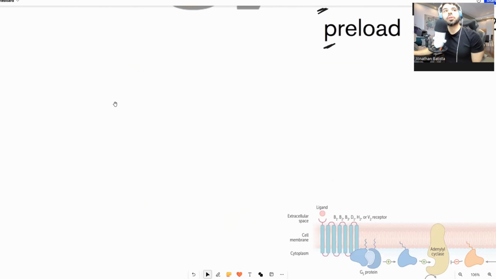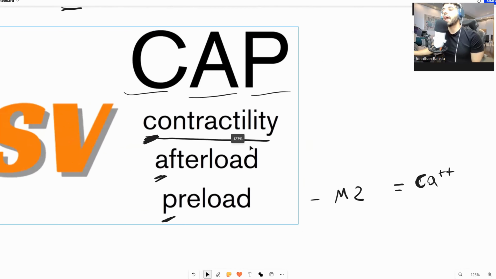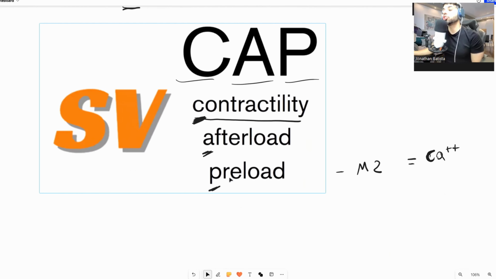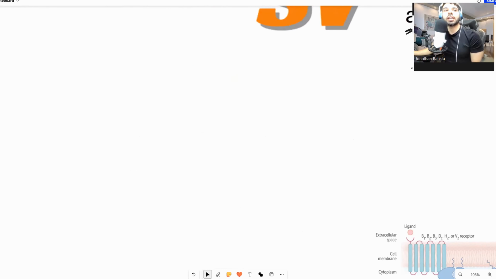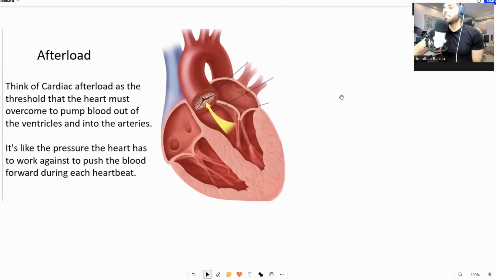All right. So we're talking about the three different factors here: contractility, afterload, and preload. We just said that contractility is largely determined by beta 1 versus M2. Okay, let's look at afterload. What is afterload? How does afterload work? This is something that we need to know. We need to simplify this. Imagine here, you guys are seeing right here, this is the aortic valve.